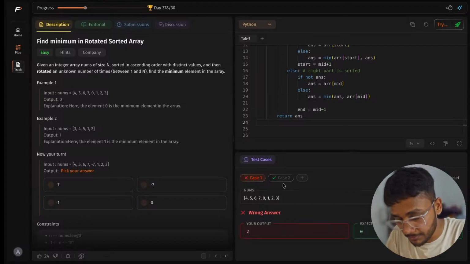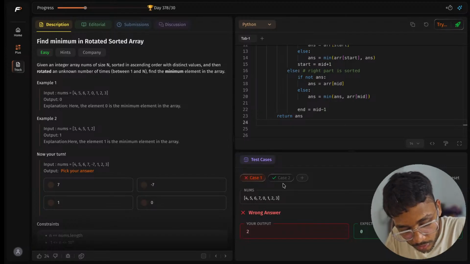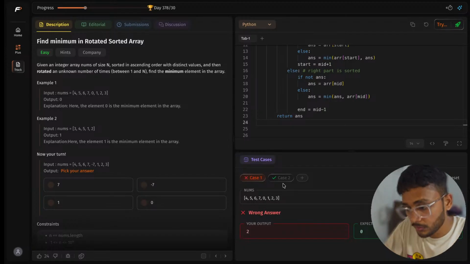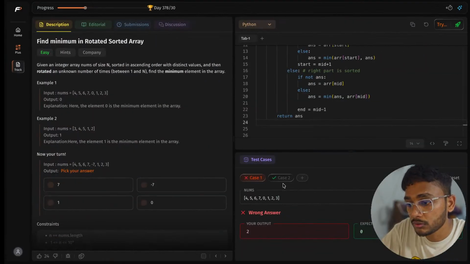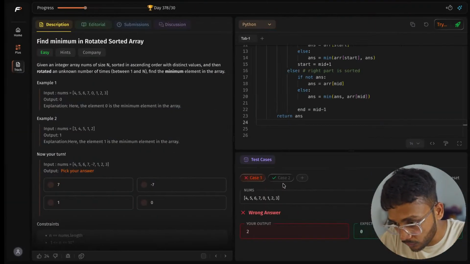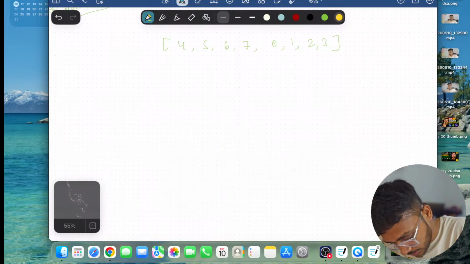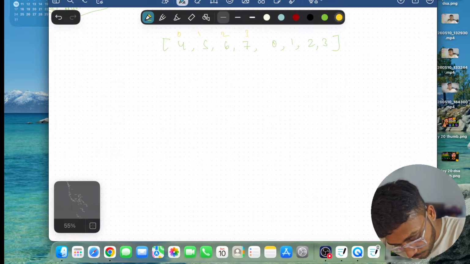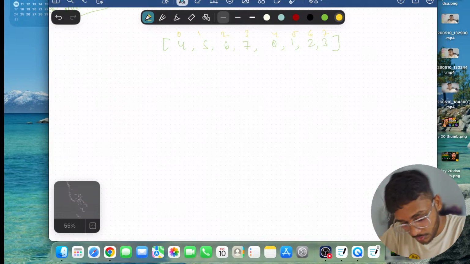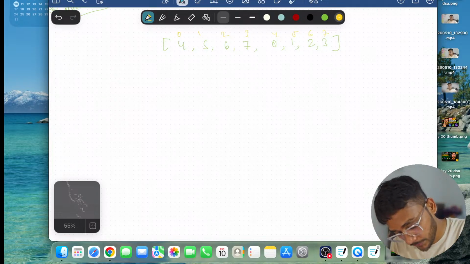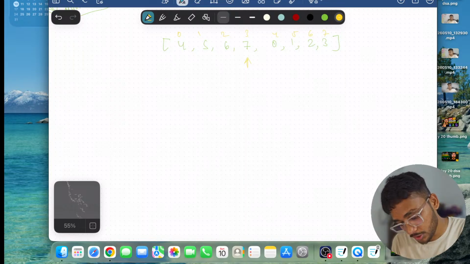I was expecting it would be a very simple problem. The array is 4, 5, 6, 7, 0, 1, 2, 3. These are the numbers, and we are looking for the minimum. It is returning 2, expected 0. So the indices are 0, 1, 2, 3, 4, 5, 6, 7. So 7 plus 1 by 2 is 3.5, and 3.5 is nothing but 3.